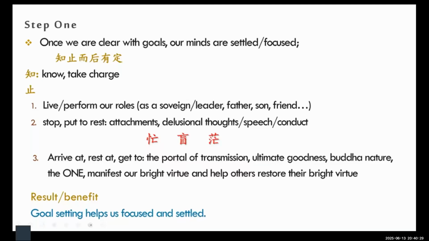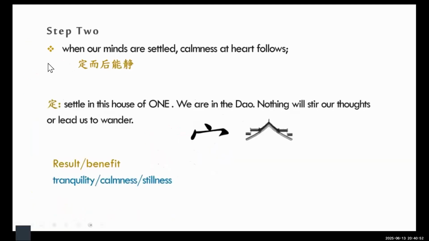So this is very in line with our time now. We often talk about goal setting because with a goal, we stand a much better chance of fulfilling our life, of fulfilling our mission, right? So with this goal, we have this benefit. We'll be focused and settled. Now step 2 is when our minds are settled, then calmness of heart will follow.